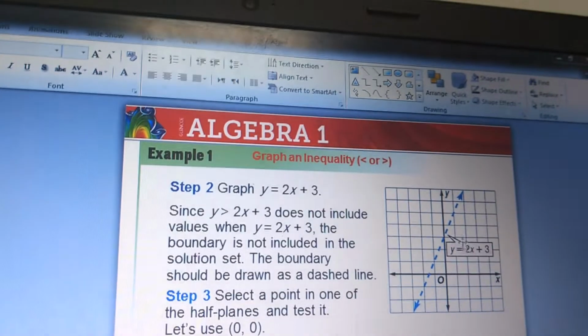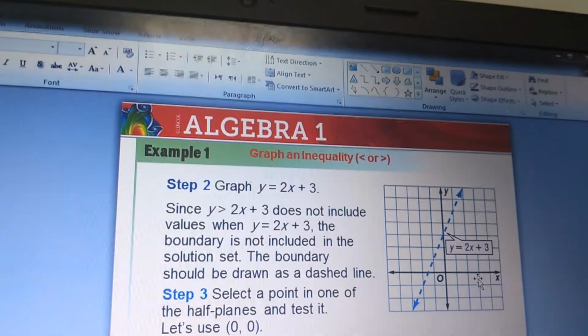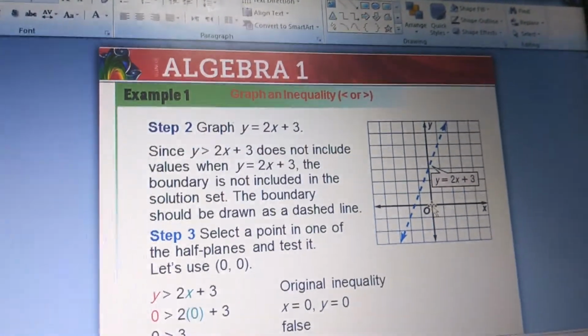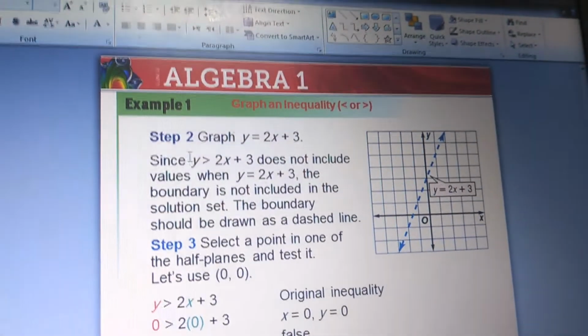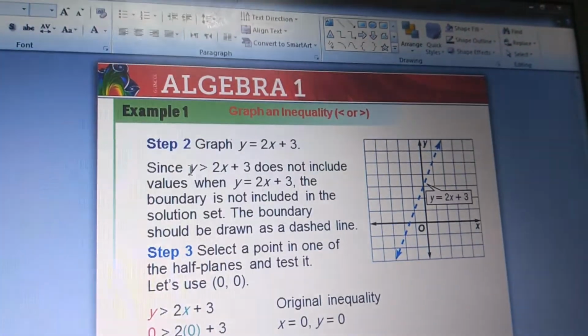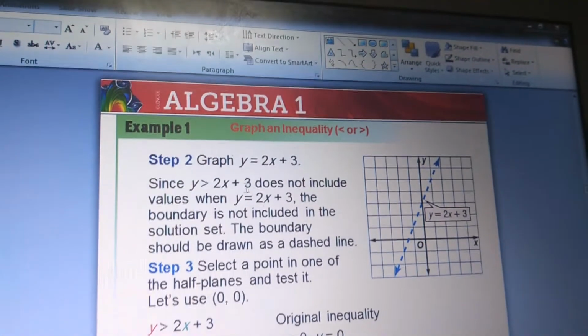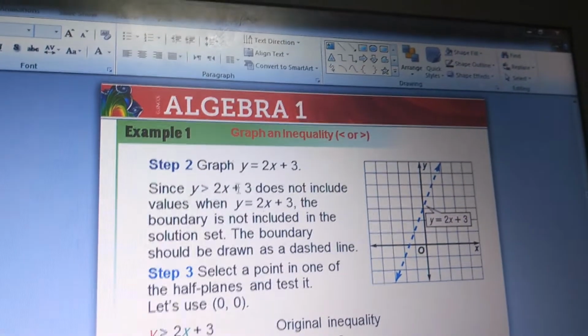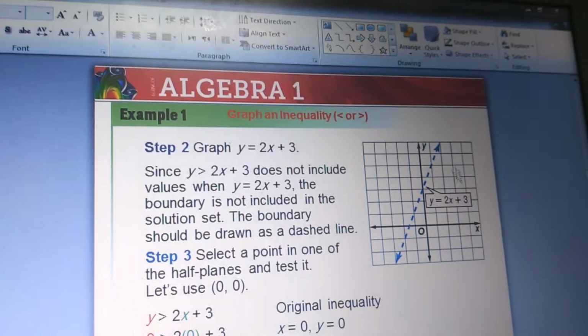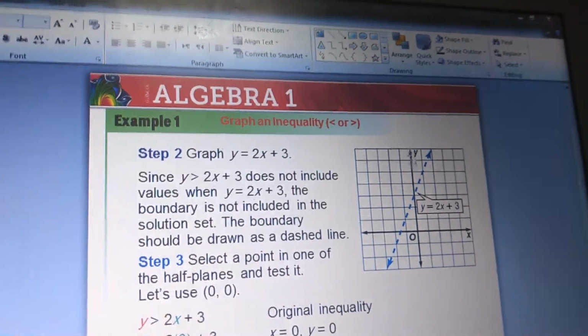Let me try this part under the line. Take any point you want, boys. I will take the simplest point, this one, 0, 0. And I replace here. I replace y by 0 and x by 0. 0 more than 2 times 0, 0 plus 3, 3. 0 more than 3. Is this correct? No, it's wrong. This means this part is not solution. The solution will be here.